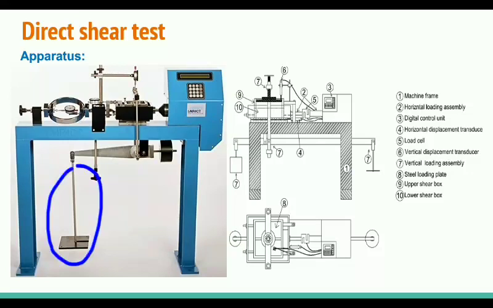There is a vertical assembly also, so you can keep some load on that bottom plate, and that normal load will apply some normal stress on the soil sample. There is a second dial gauge, and that reading will give us the horizontal displacement or lateral displacement of the soil. There is a third dial gauge, and taking the reading of the third dial gauge will give us the vertical displacement. Okay.